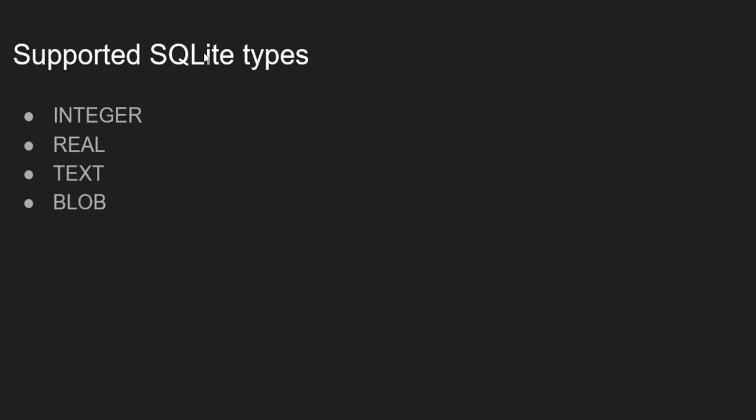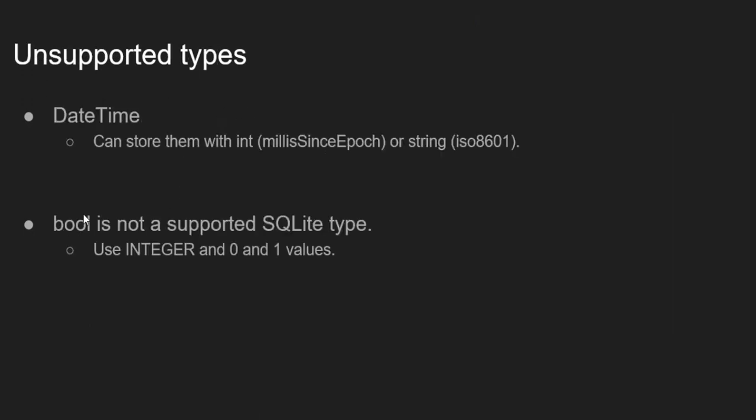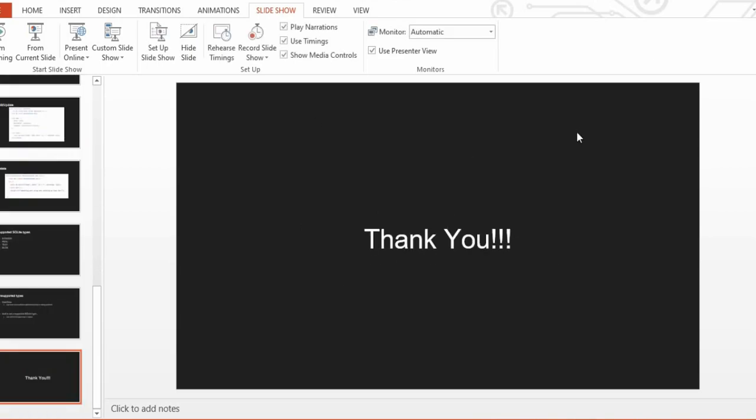Some of the supported data types in SQLite are integer, real, text, and blob. Some of the unsupported types are date and time and boolean. You can store them with different methods using int and string also. And for boolean, you can use 0 and 1 values. 0 is false and 1 is true. And this slide you can find in the description below. Please find it.